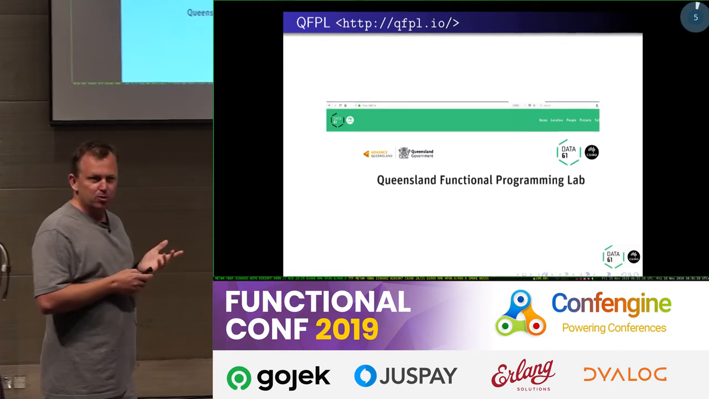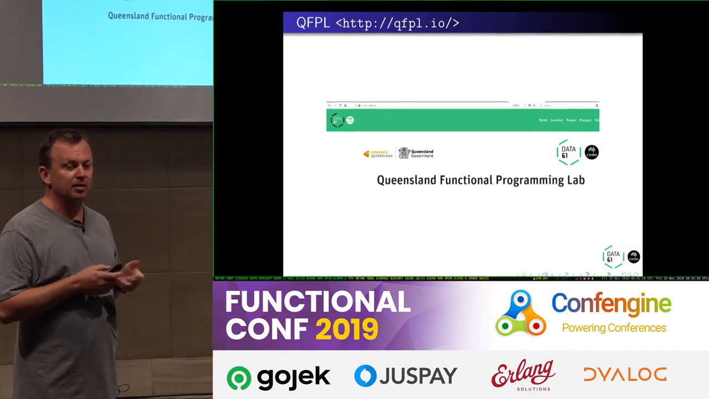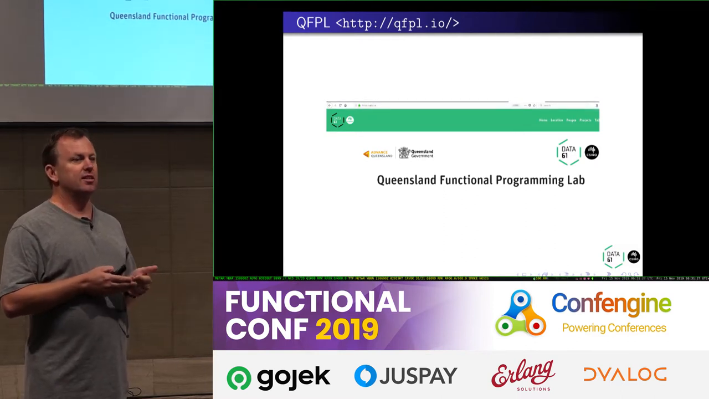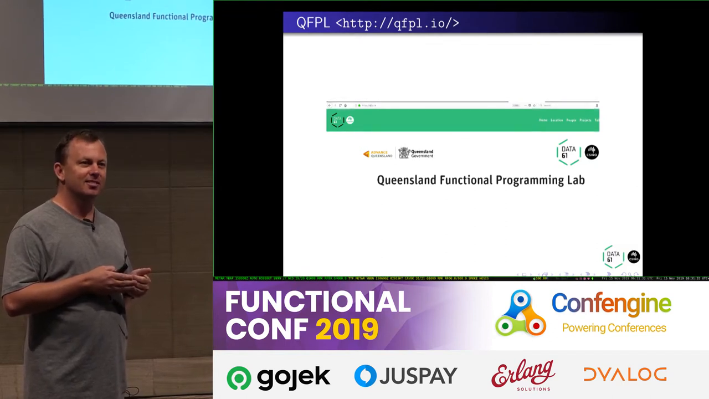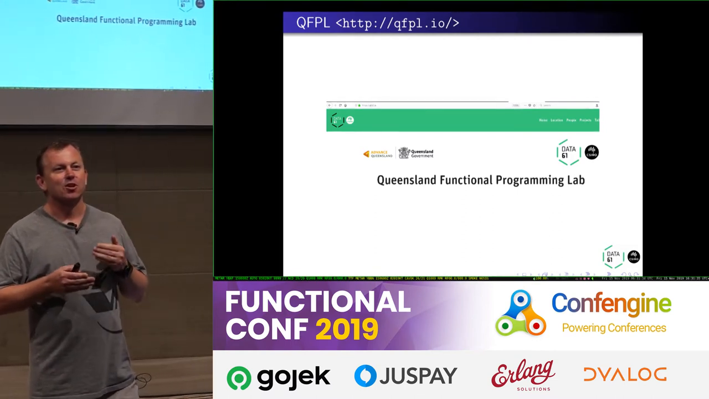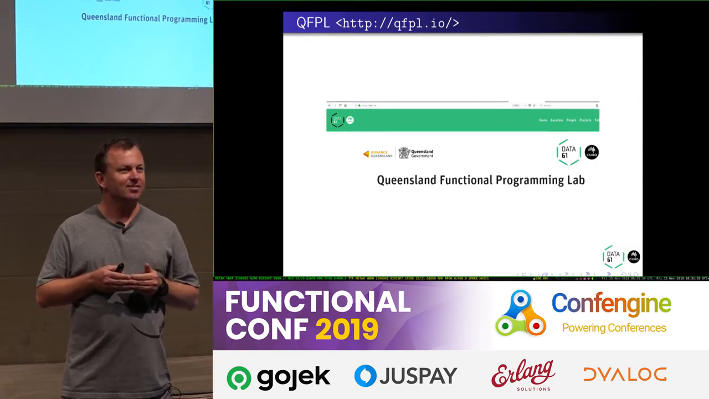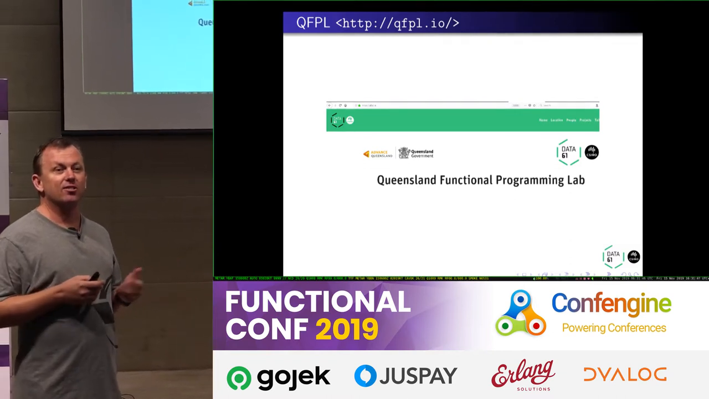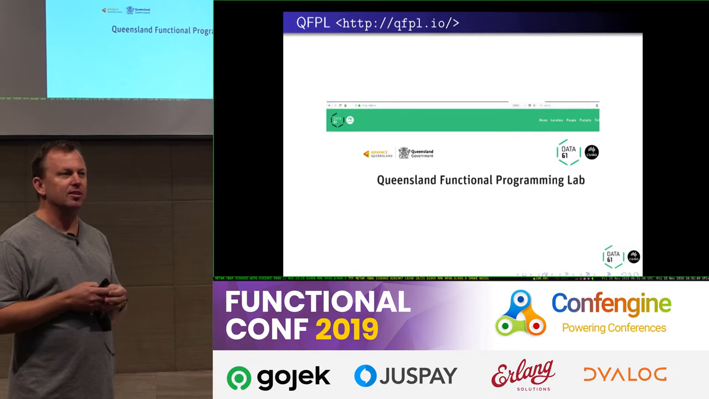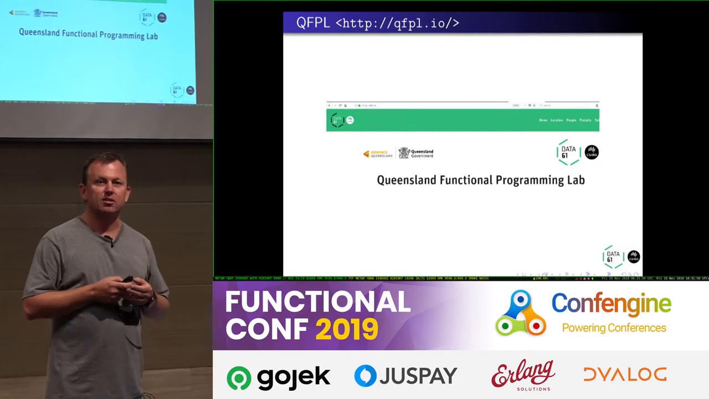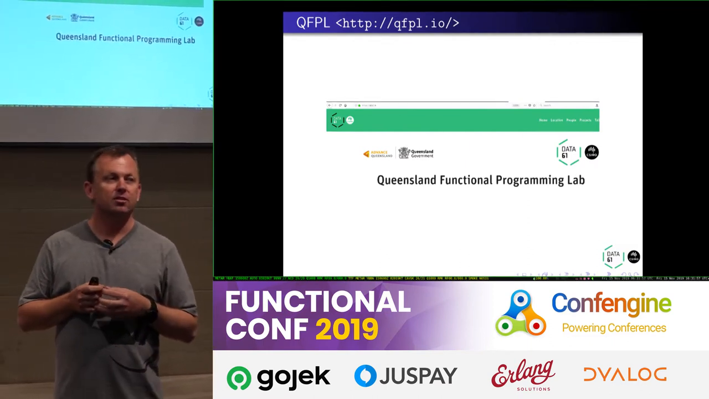I work at the Queensland Functional Programming Lab. So that's a team of 7 or 8 people. And we're sponsored by the federal government and the state government to do functional programming. So we need to talk to the Indian government. So we write Haskell most of the time, our team. We're a team of programmers and we use a lot of languages, but mostly Haskell. And we work under what's called the CSIRO, it's the Commonwealth Scientific Research Organization.